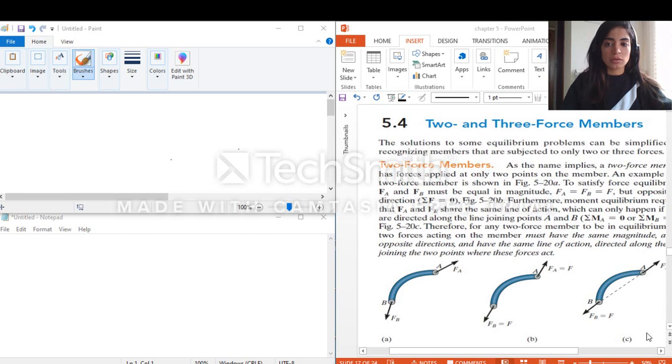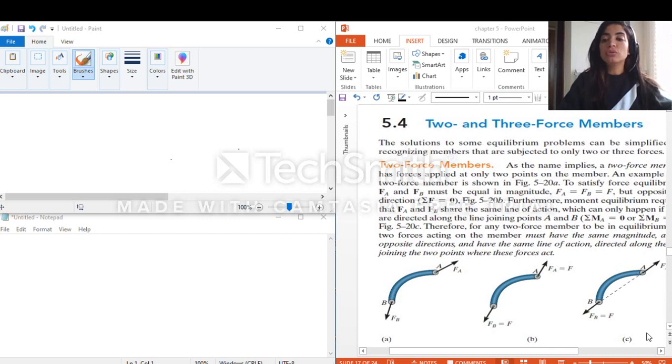So, if you notice the 2 and 3 force members, this will facilitate your problem and prevent you from spending a lot of time solving the equilibrium equations. And not only in this chapter, but in the following chapters. So guys, I want you to understand very carefully what is a 2 or a 3 force member.